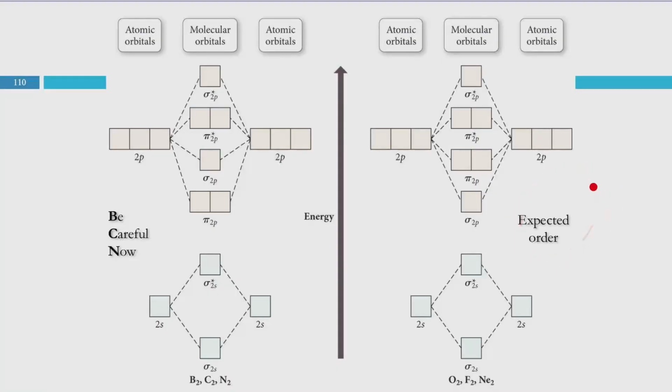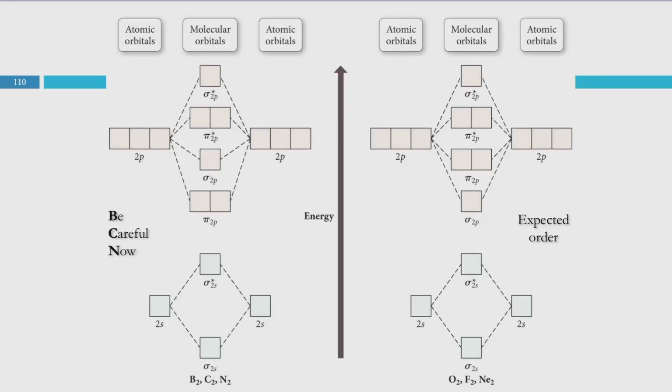So our expected order over on the right, our 2s is the same as what we've seen before, nothing new there. The 2p is where the new stuff comes in. So our sigma is the lowest in energy. We've got 2 pi's that are a little bit lower in energy, but not as good as our sigma, our antibonding, and then our sigma antibonding.